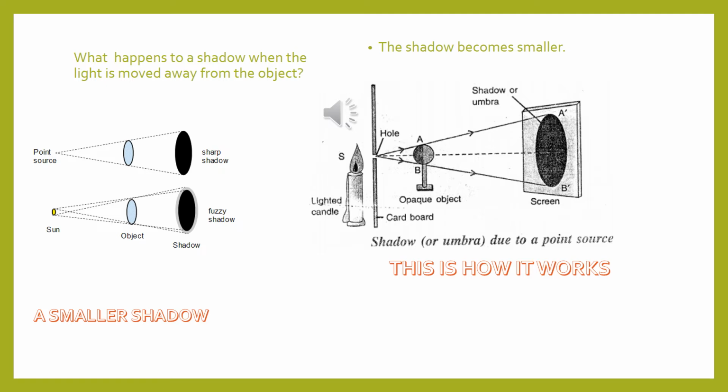What happens to a shadow when the light is moved away from the object? The shadow becomes smaller. So in the picture below it says a point source and there's an object and there's a sharp shadow. And there's a light source and there's an object and a fuzzy shadow. It's a smaller shadow. In the other picture, there's a lighted candle, a hole, an opaque object, and a cardboard. And there's an object, shadow or umbra, and a screen.